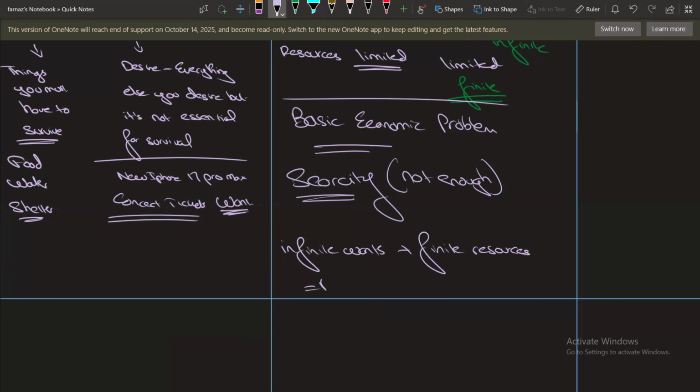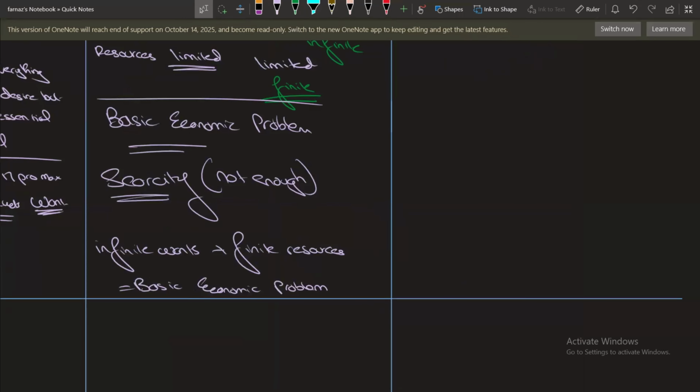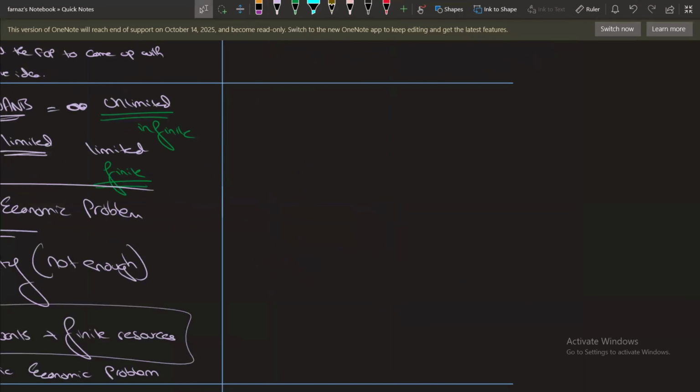This is the basic economic problem in the economy. And what is the basic economic problem? The problem of scarcity. What is the problem of scarcity? This equation. Okay, very confusing. Let me break it down for you. I'm going to make your life easy.